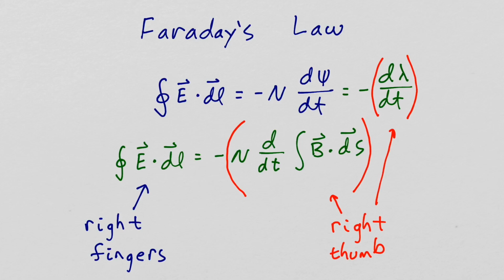We use a right-hand rule to interpret Faraday's law. So you put the fingers of your right hand in the direction of the integral of E dot dl. Then your right thumb points in the direction of the calculation of the change in flux linkage with respect to time. If the integral of E dot dl in the direction of your right fingers is positive, then the flux linkage in the direction of your right thumb will be decreasing with respect to time, so that d lambda dt is a negative quantity, so the right-hand side of this equation will also be positive. This will be much easier to comprehend after we work some examples.